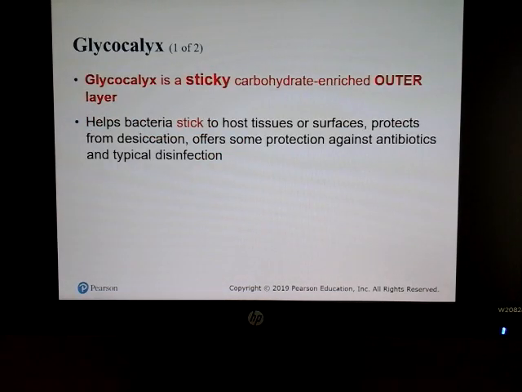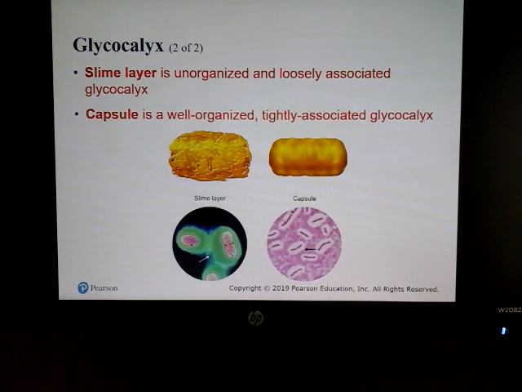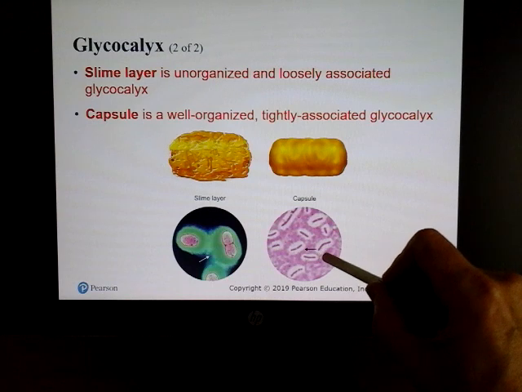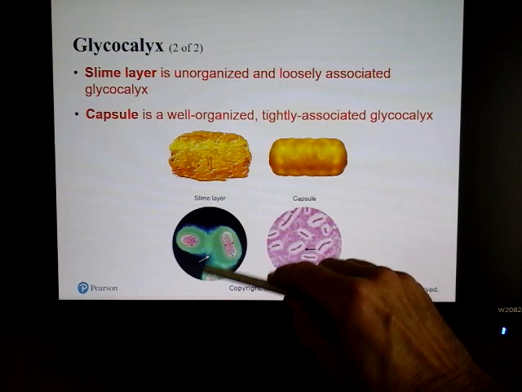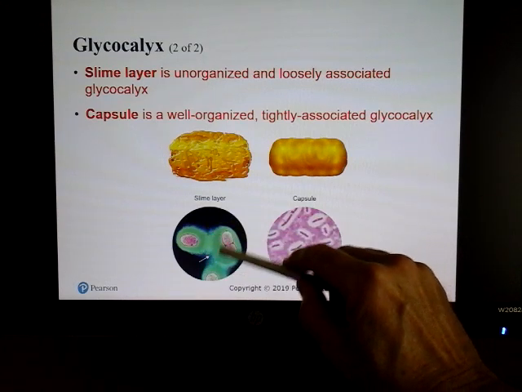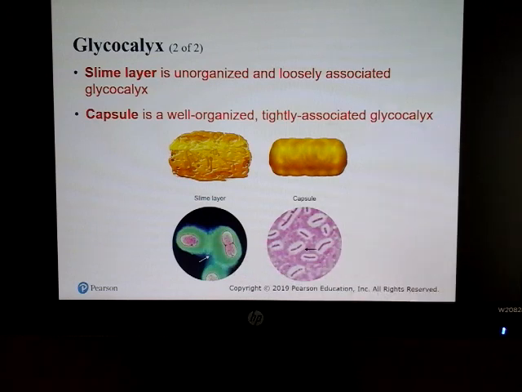A glycocalyx is a sticky carbohydrate outer layer. It helps bacteria stick. In order for you to get an infection, please remember the microbe has to stick to you in order for that to occur. There are two types of glycocalyx I'd like you to know. A slime layer is unorganized. It's a loosely associated type of glycocalyx. A capsule is well organized. It's very tight. It's smooth. If you look here, you can see how smooth that is around the bacteria. These clear areas are the capsule. This fuzzy area around this bacteria, and you can see it all the way around, that's a slime layer.